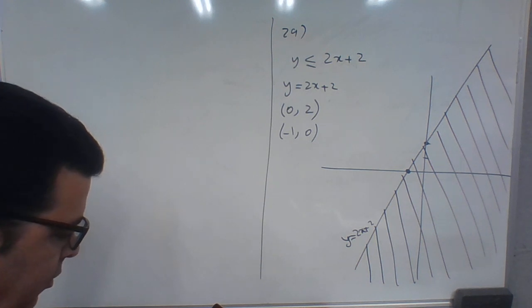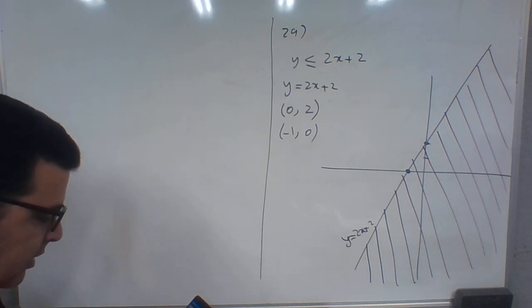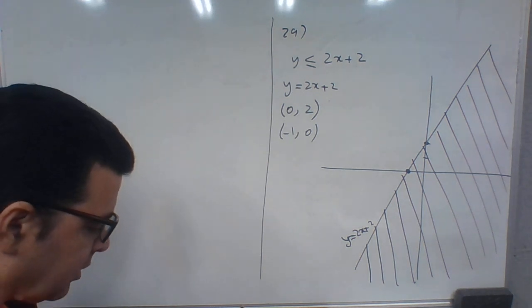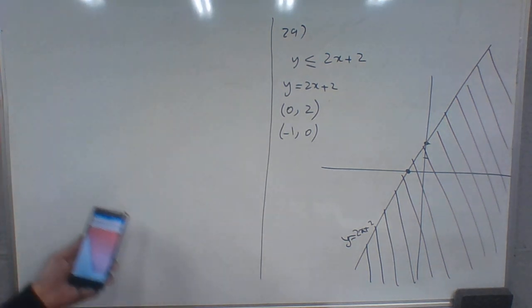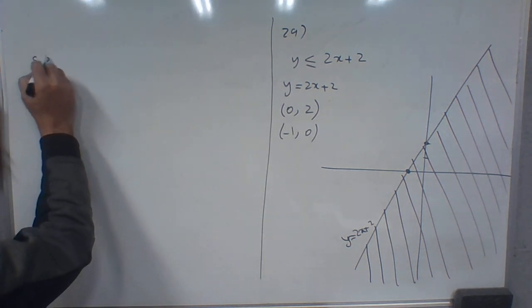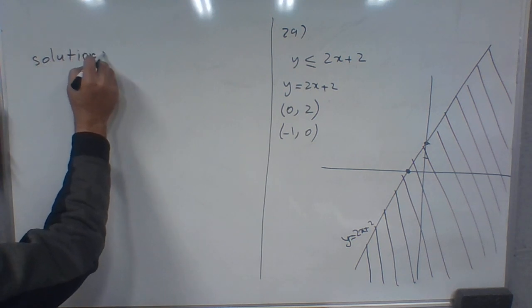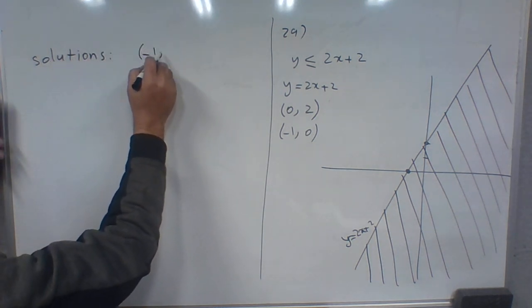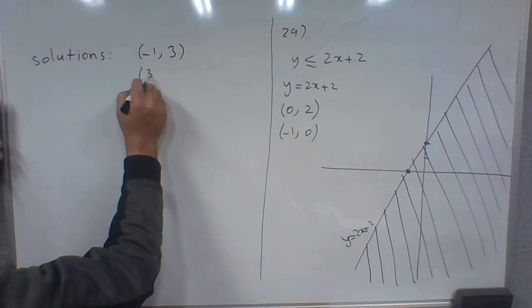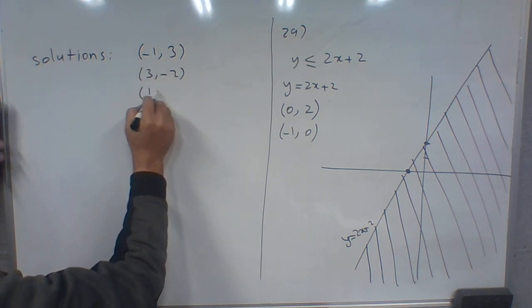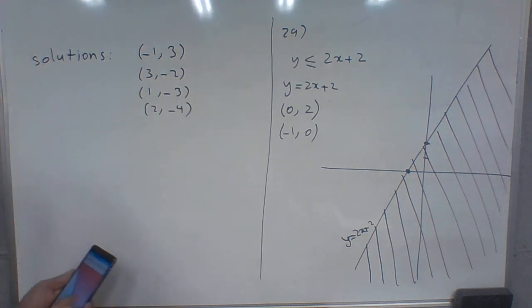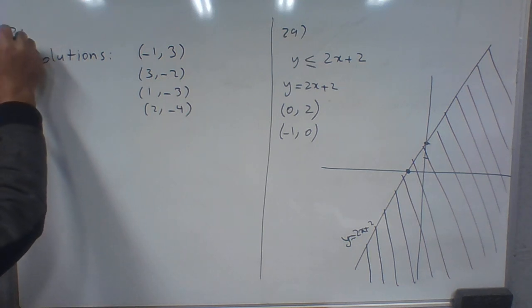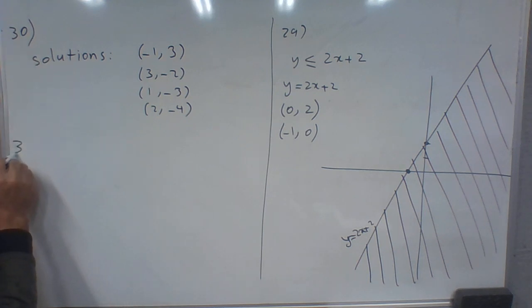The ones in the shaded part are the solutions. I repeat: (-1, 3), (3, -2), (1, -3), and (2, -4). So these are the solutions. Okay, this was problem number 30. The last problem, 31.